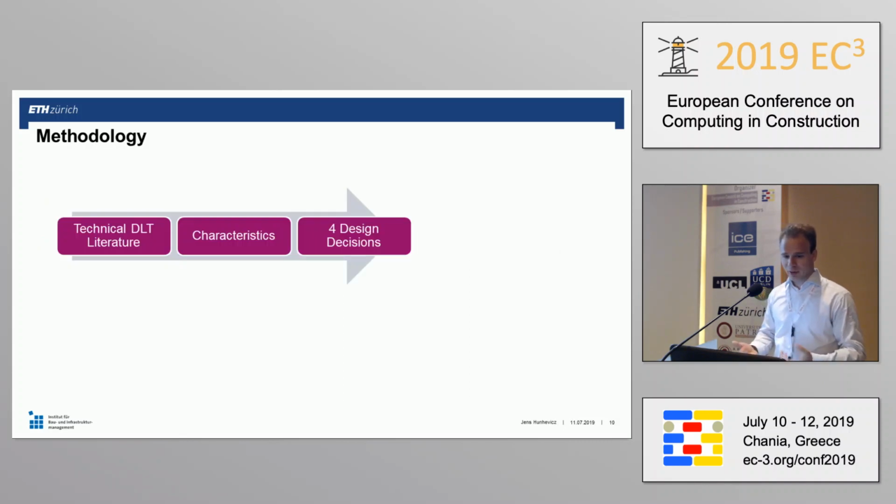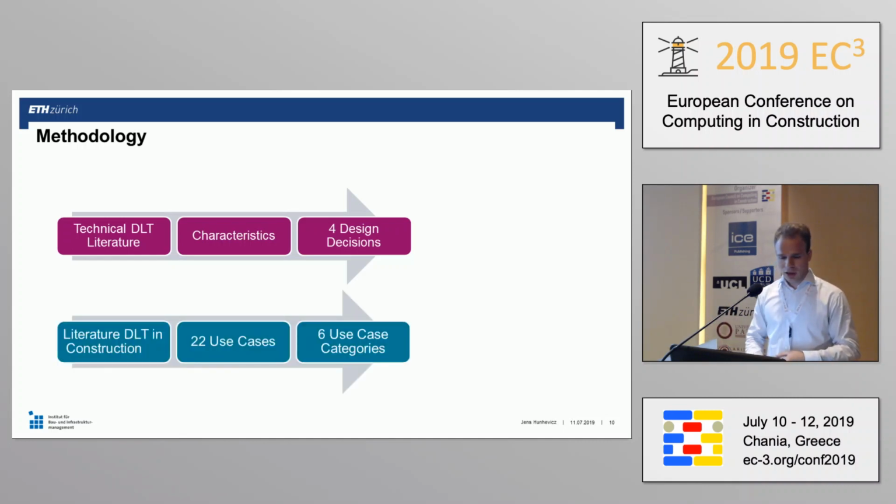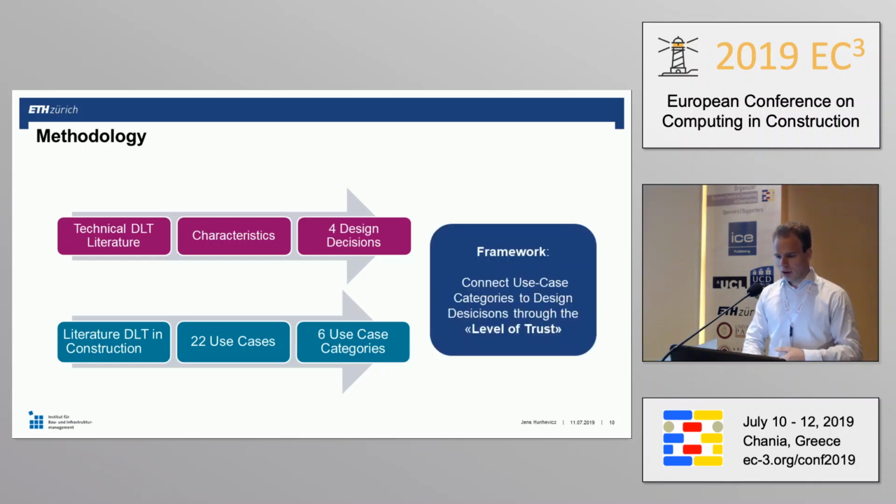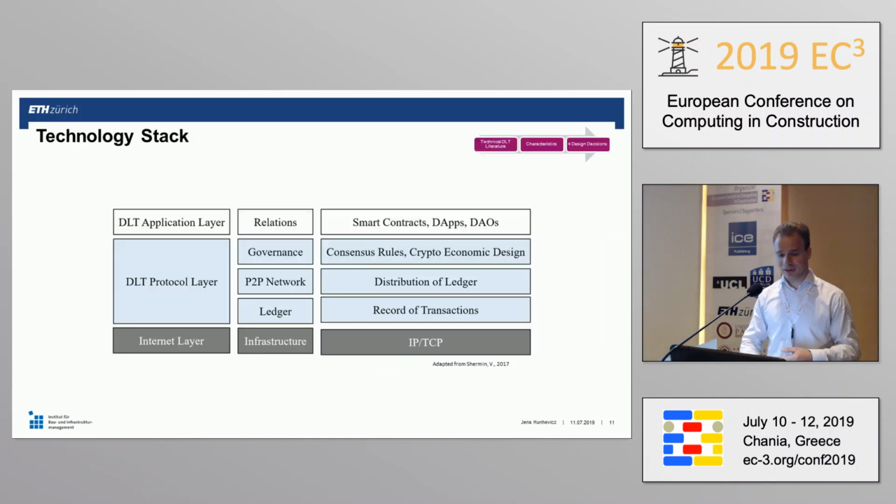So the methodology I went about is I reviewed technical DLT literature, I analyzed the fundamental characteristics of the technology, and I went with 4 design decisions. I'll show them to you later. And on the other hand, I also reviewed literature in construction. I identified 22 use cases, and I managed to cluster them into 6 use case categories based on their technical requirements for DLTs. And I did that by using a simple framework with a proxy I call level of trust. And how this all works, I want to show you now at a high level.